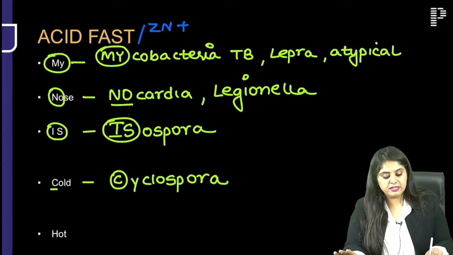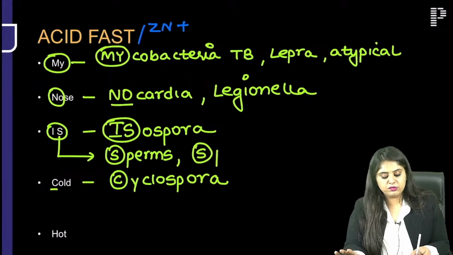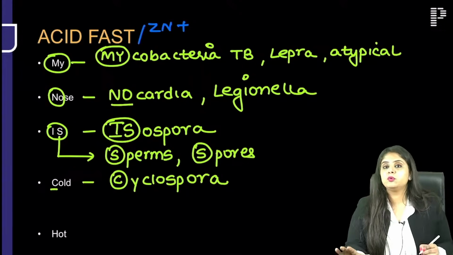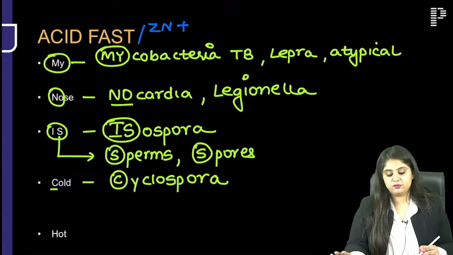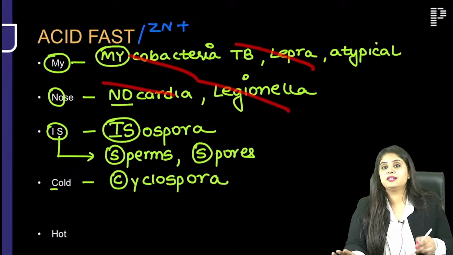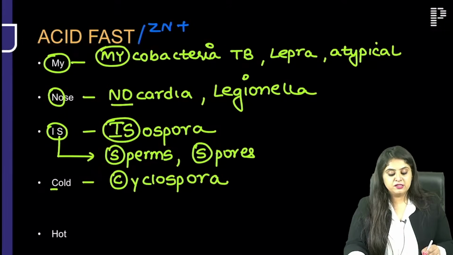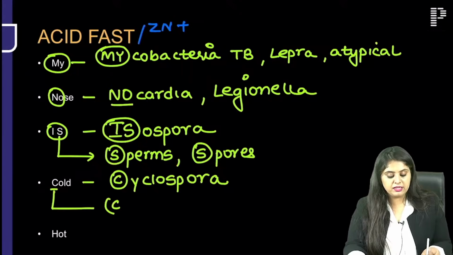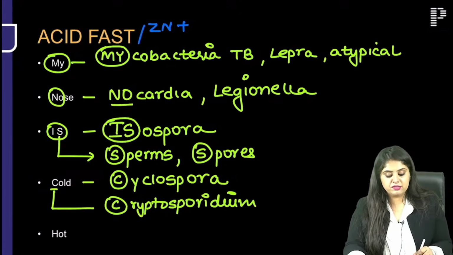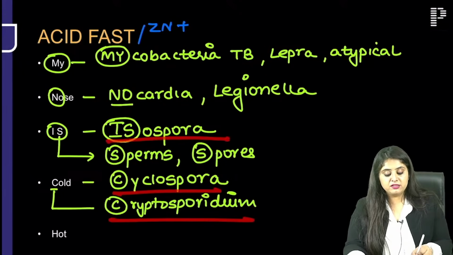That's not it. With Isospora S, we also have two things, that is sperms and spores. Sperms and spores are also ZN stain positive. So it's not only bacteria which are ZN stain positive, even the human sperms are ZN stain positive. Sperms and spores. Okay, the C was Cyclospora. C is one more thing, that is Cryptosporidium. Right now you might feel that, oh my god ma'am, such a long list. Cryptosporidium and Spora brothers, these are parasites.